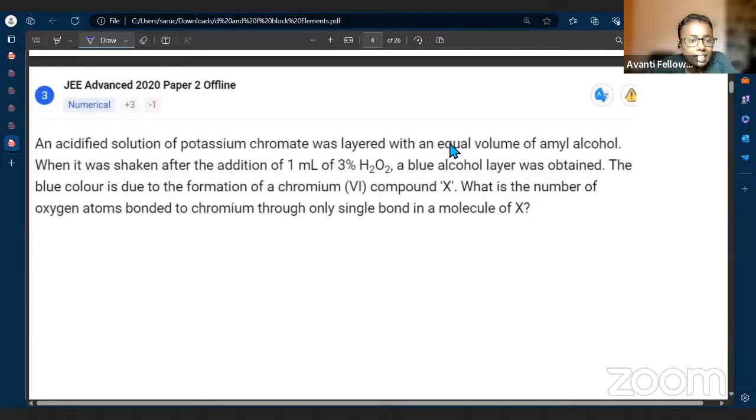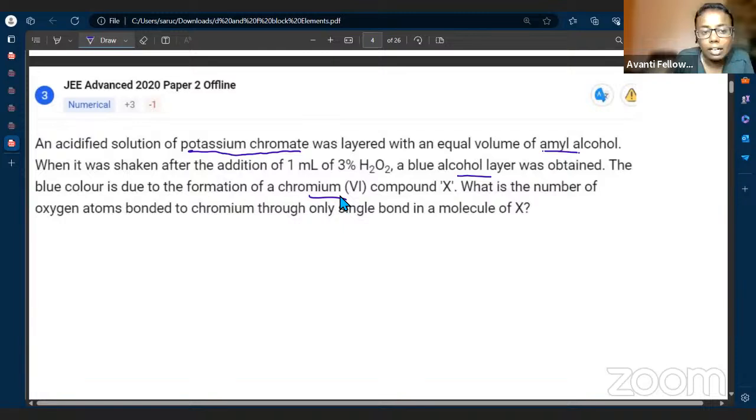Reading the question: you have an acidified solution of potassium chromate, layered with an equal volume of amyl alcohol, and you shake it. After shaking, add 3% H2O2, and a blue alcohol layer is obtained. Why is this blue layer formed? Due to the formation of a chromium 6 compound, meaning the compound has chromium in the +6 oxidation state. Now the question is, what is the number of oxygen atoms bonded to chromium through only single bonds in a molecule of X?